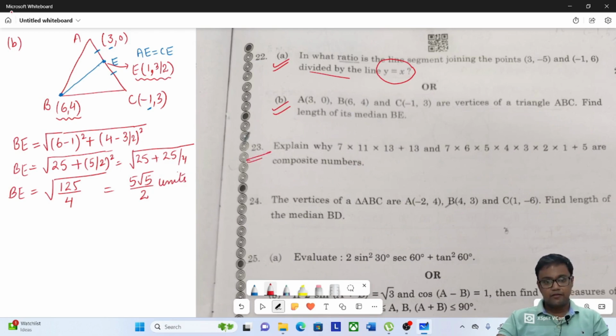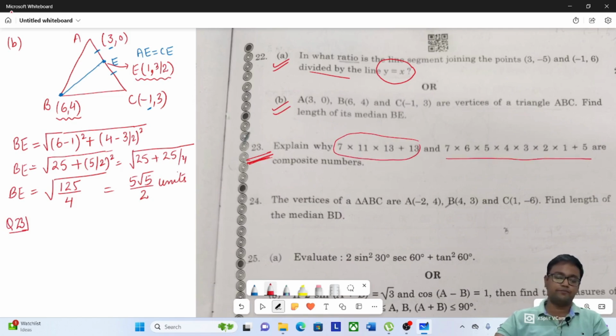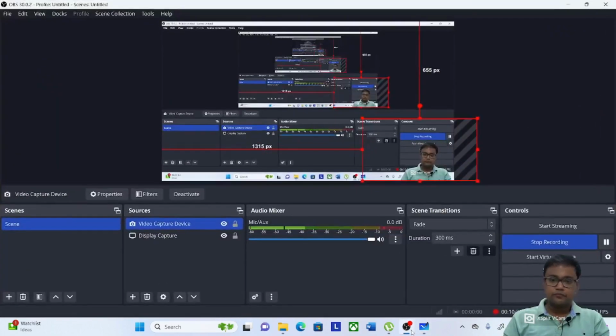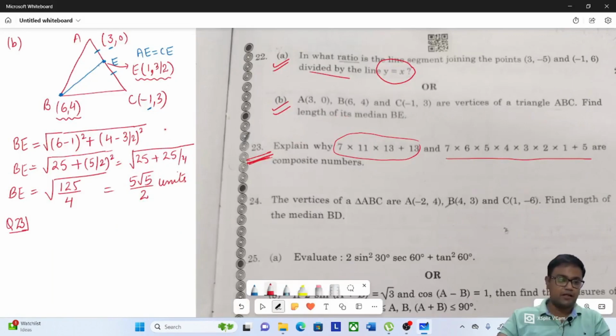The 23rd question can be done here, though we have little space. If I can do the first one, the second will follow the footsteps of the first one. So we need to show that each one of these numbers is a composite number. So we need to prove that 7 into 11 into 13 plus 13 is a composite number.